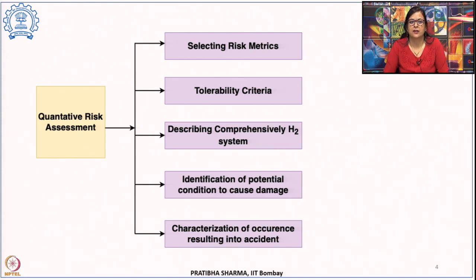When it comes to quantitative risk assessment, there are different procedures followed, different approaches which can be used, and different ways in which this can be carried out. Usually, the process involves selecting the risk matrices, identifying the tolerability criteria, describing comprehensively the hydrogen systems which we are targeting, then identification of the condition that has been the potential cause of that damage, and finally characterization of the occurrence of the resulting incident. There can be several deciding parameters that can be used to either build, to operate, or to modify such hydrogen based systems or technologies or products.